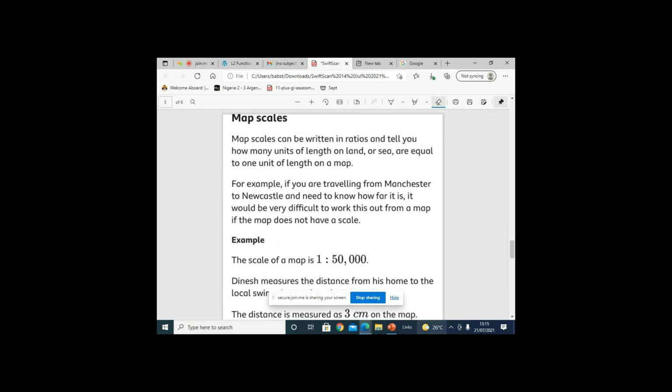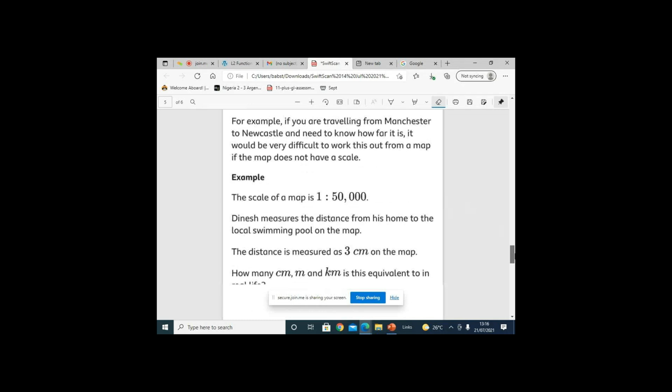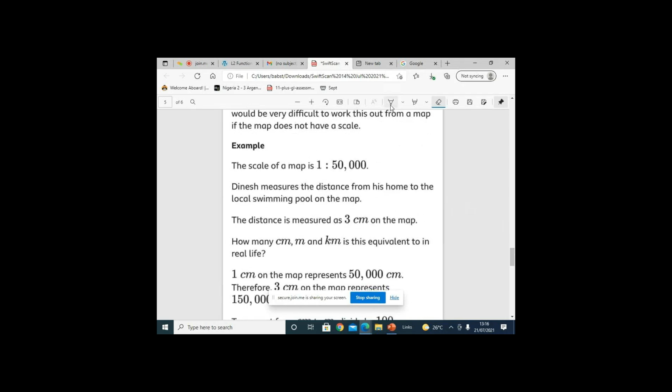So for example, now map scales can be written in ratios and tell you how many units of length on land or sea are equal to 1 unit of length on the map. So for example, if you are traveling from Manchester to Newcastle and you need to know how far that place is, it will be very difficult for you to work it out from a map. So it makes sense to have a scale. If the map does not have a scale, it's going to be very difficult for you to work it out.